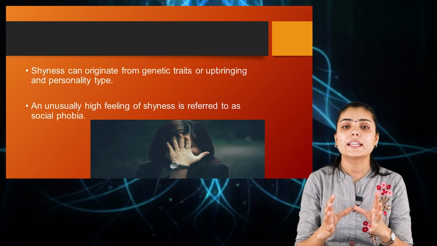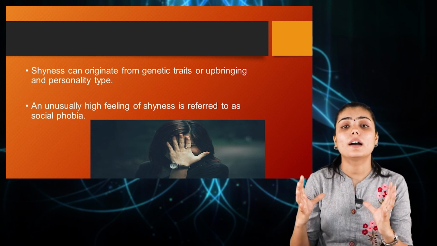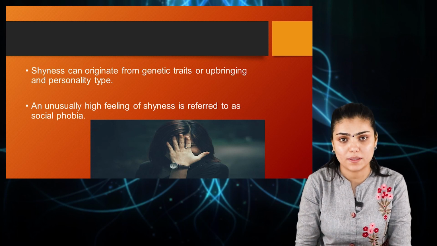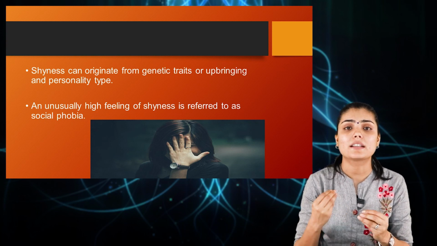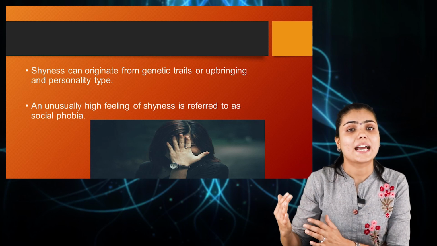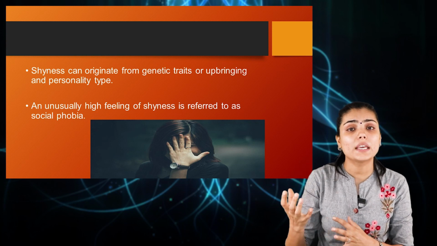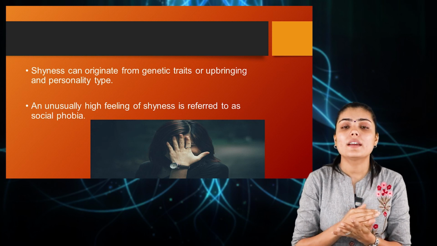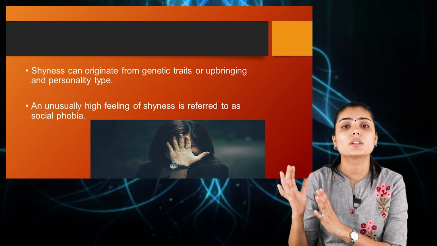Now shyness can originate from genetic traits, or it may be the upbringing of a particular person, or it may be the personality of a particular person, right? Some people are shy from a very young age. That is because of genetic traits. Or some people have a personality like that. It could be because of genetic traits, upbringing, or a different personality type as well. When there is an unusually high feeling of shyness, it is called social phobia.